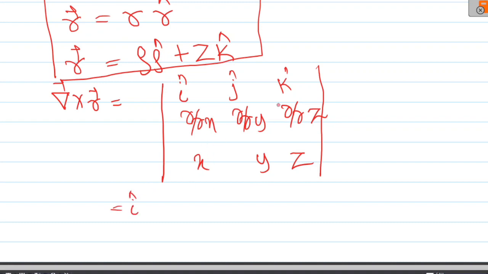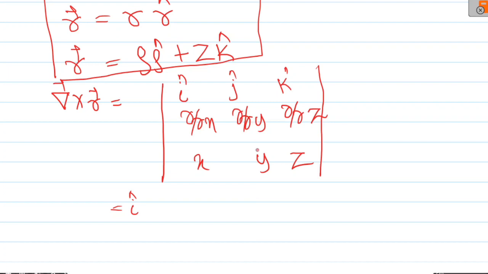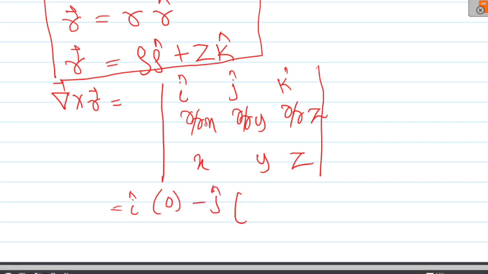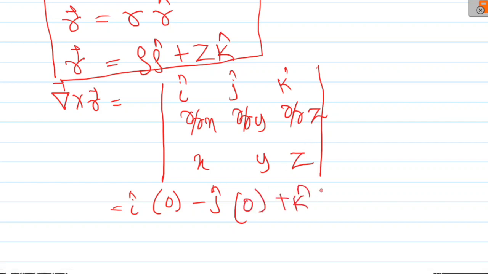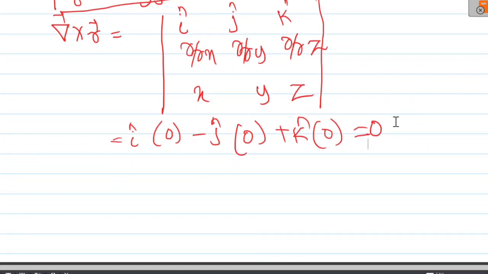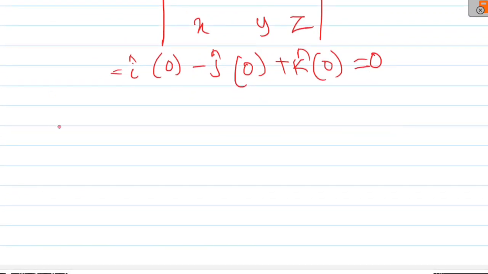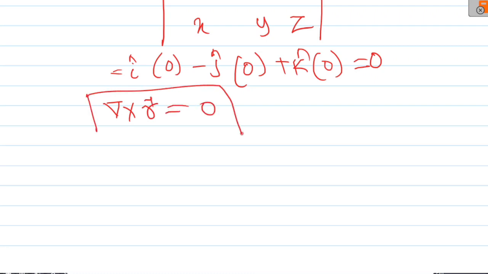That is i cap, leave the first row and first column, then del z by del y minus del y by del z. So that will be 0, minus j cap, del z by del x minus del x by del z. That will be 0, plus k cap, del y by del x minus del x by del y. That is also 0. So curl of position vector in Cartesian coordinate system is 0.